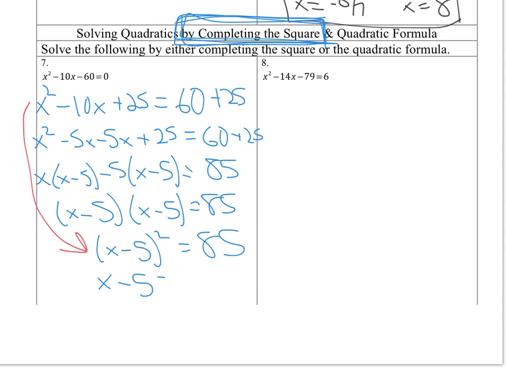Take the square root of both sides. Don't forget it. What are you not going to forget? Plus or minus. And add the 5. If you forget plus or minus, whoa, not good. Square root of 85 is not a nice number, so done.